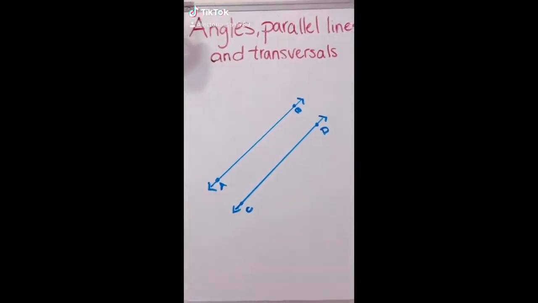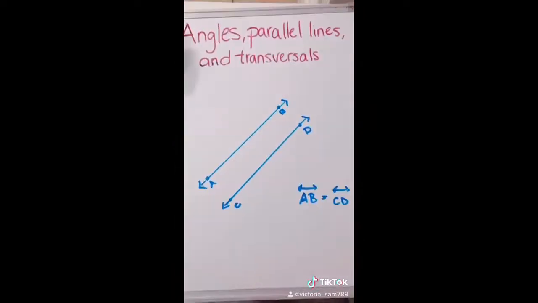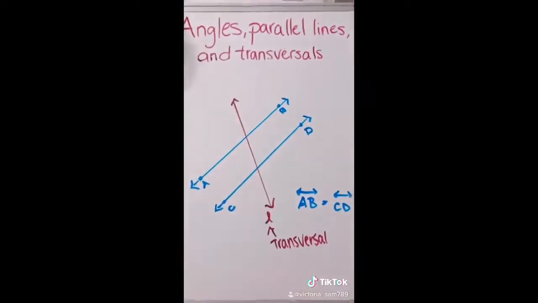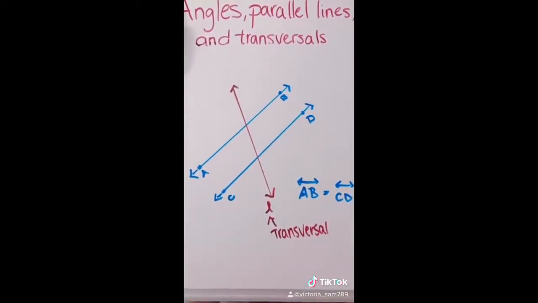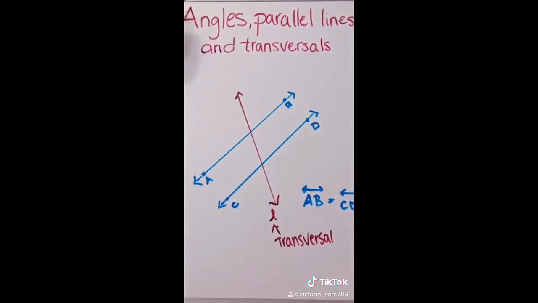So here we have two parallel lines noted as A and B and C and D. Right away we can put that line AB is equal to line CD. Now we have our transversal line going through our parallel lines. Now we can assess which angles are congruent to each other because of this.